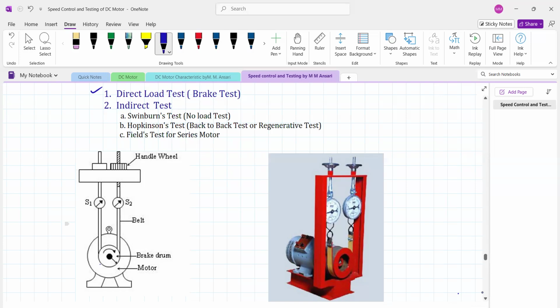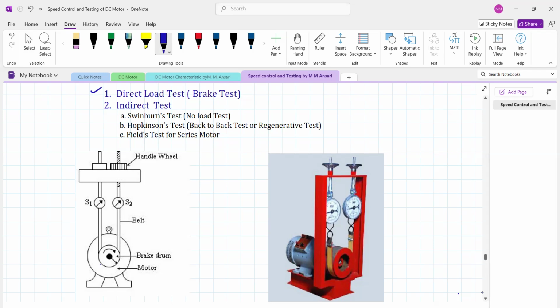So the tension on the pulley is going to increase with the help of this adjustable steerings over the mechanical arrangement. So by increasing the tension, it will increase the load over the motor. So this is the actual picture.